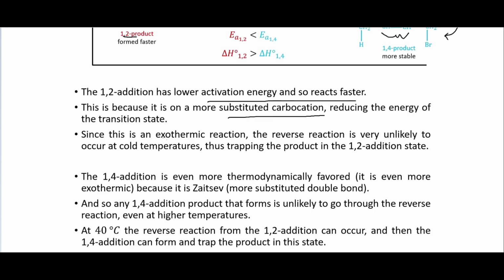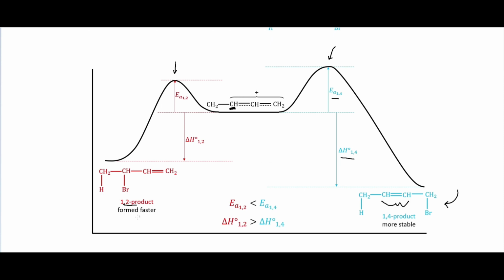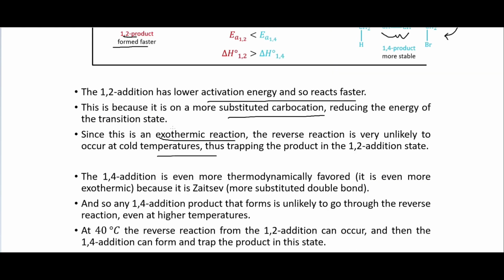Since this is an exothermic reaction, the reverse reaction is very unlikely to occur at cold temperatures. So when we're at cold temperatures, this is still exothermic right here. So we kind of go over this hill down to here. Then at cold temperatures, we are unable to get back over the hill right there, and so it traps it at that product right there.